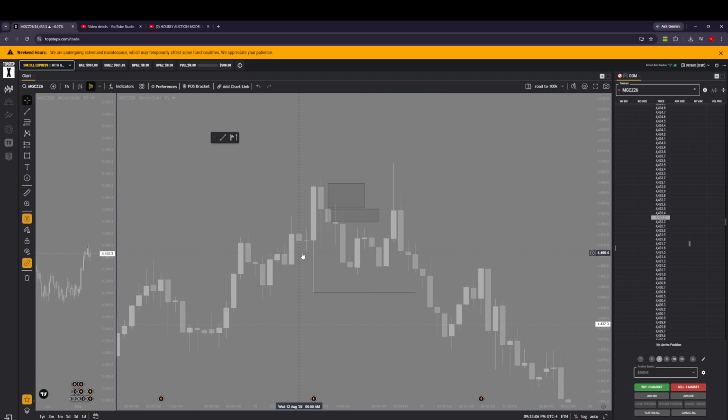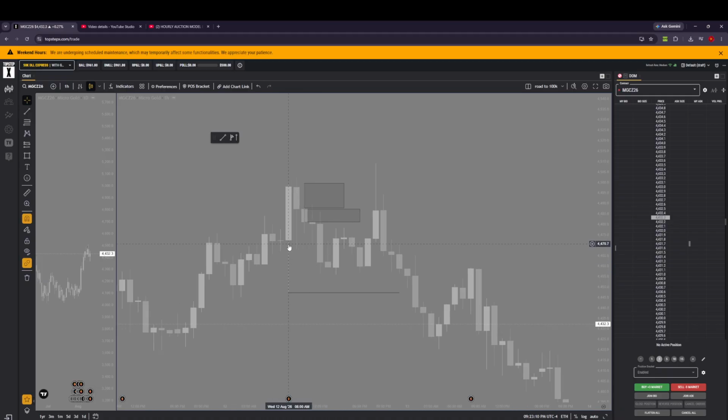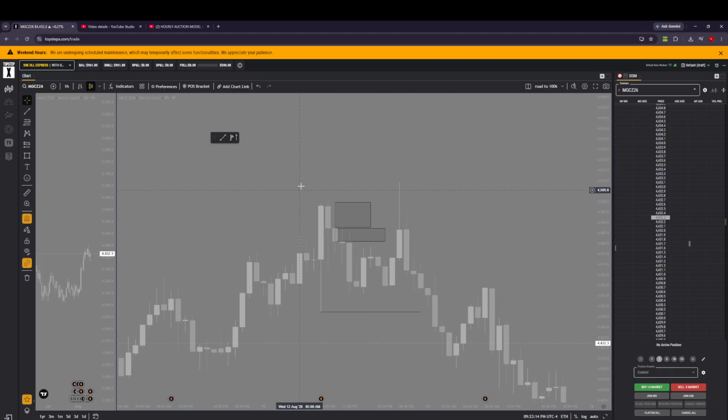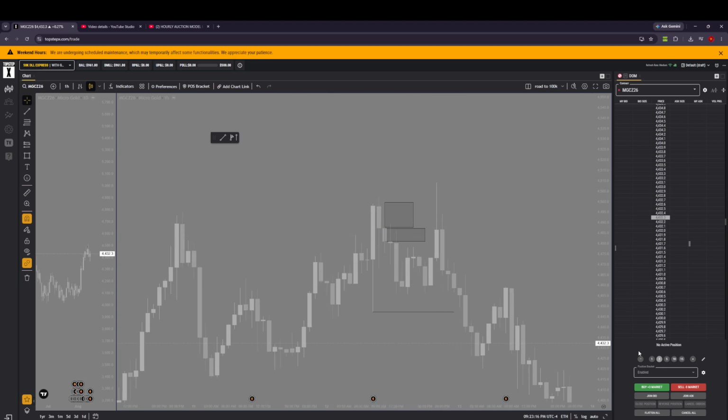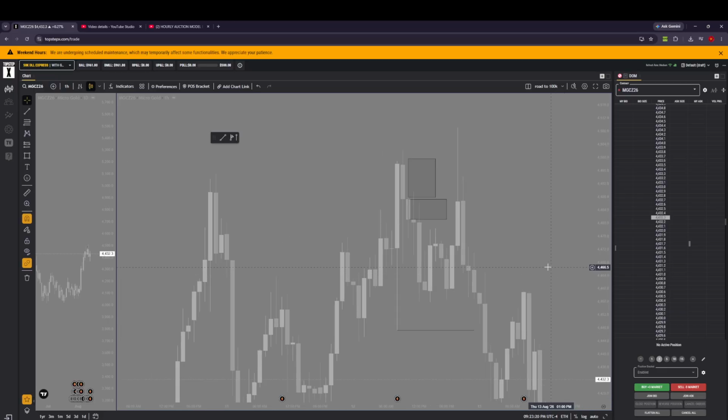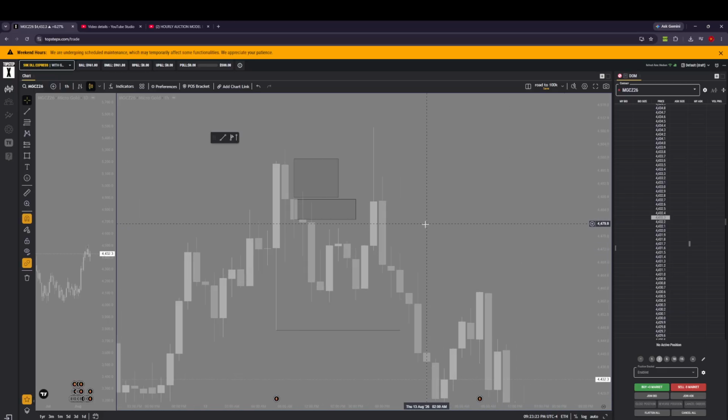That's called consequent encroachment of a wick, or it acts like a fair value gap. So playing it safe, targeting the middle of this wick, which it did hit, and then it reversed back up, took previous day high, and then it dropped. So target the safe zone where price is probably going to reverse when your take profit gets hit.